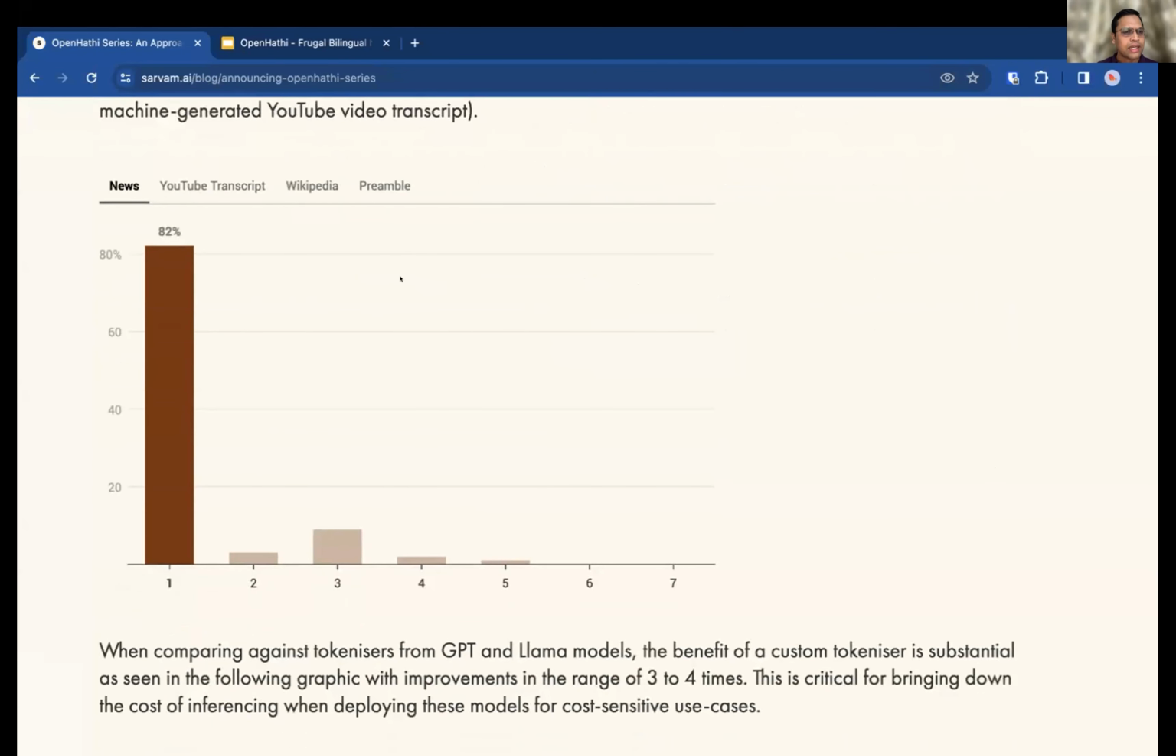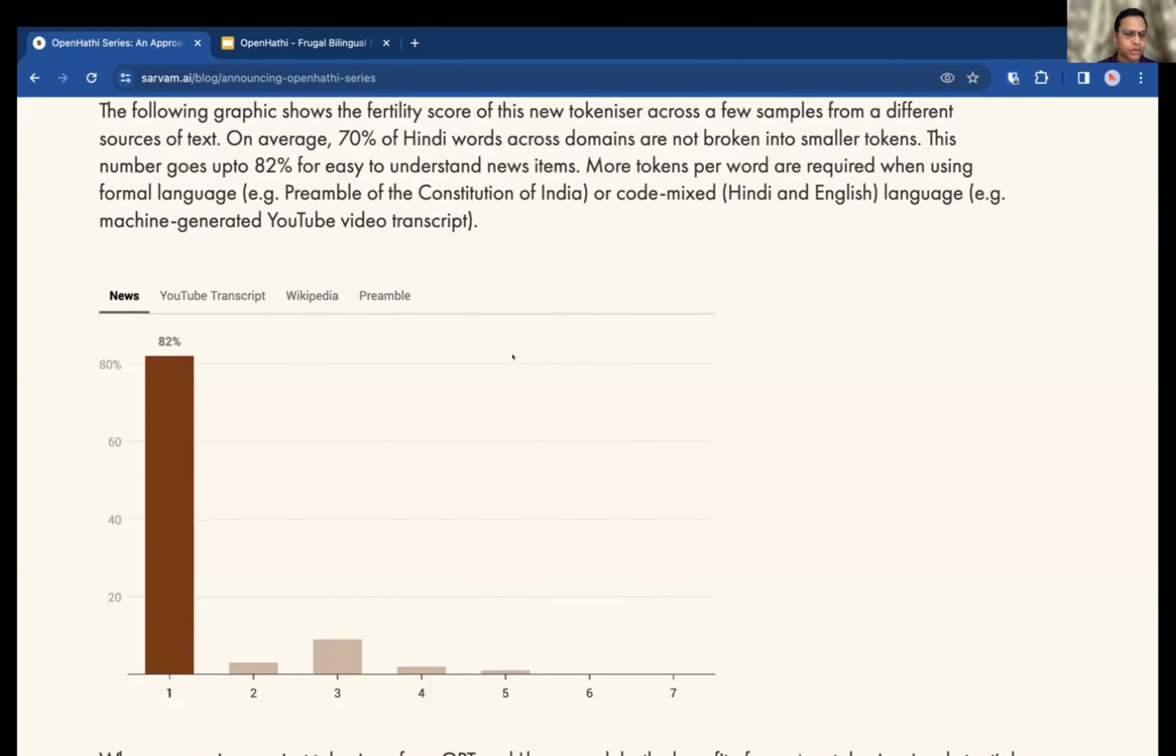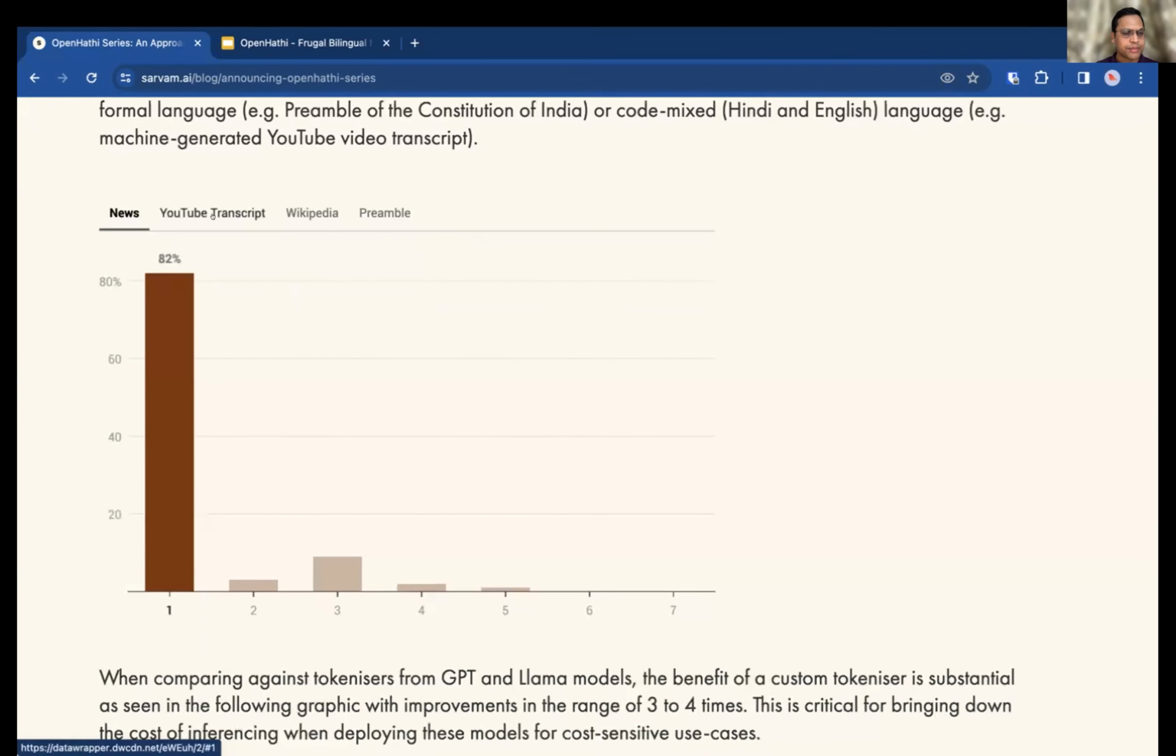And it turns out that if you do that, then about 70% of the Hindi words can be represented by a single token. This is especially true for things like news websites, which are usually simple language on the web. And sometimes it decreases when you do something like formal language, let's say the preamble, which comes from the Constitution of India, then the number of words which become single tokens reduces. And it is also somewhat lesser for things like Wikipedia. And if you have YouTube transcripts, which typically combine lots of English along with Hindi, so they are highly code mixed, the number of tokens which are complete words also decreases.